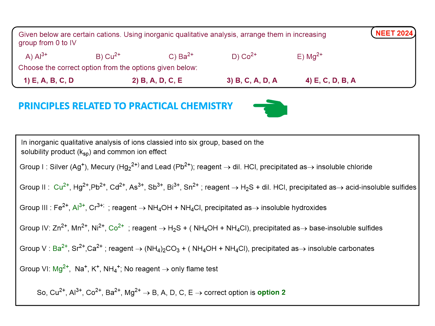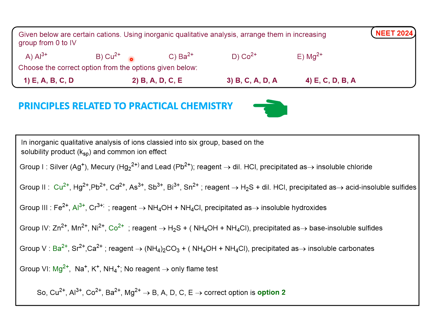Hi guys, let us discuss this question which was present in NEET 2024. The question is: given below are certain cations using inorganic qualitative analysis, arrange them in increasing group from 0 to 6. The cations are A, aluminum 3 plus, B, copper 2 plus, C, barium 2 plus, D, cobalt 2 plus, E, magnesium 2 plus. These are the options.